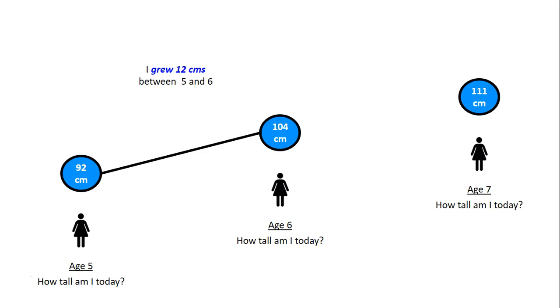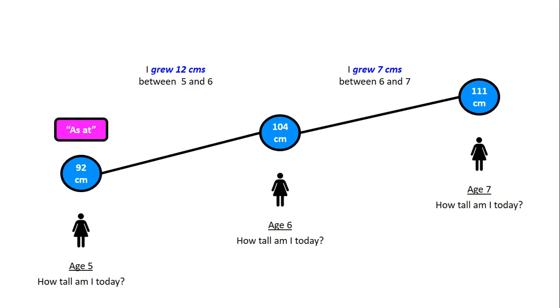Well, what you can say is between the ages of 5 and 6, you grew 12 centimeters, and from the age of 6 to 7, you grew 7 centimeters. That's a good way to look at the balance sheet. What we can say is all those measurements on the wall are as at a certain date. So we could say as at the age of 5, you were 92 centimeters tall. As at the age of 6, you were 104 centimeters tall, and so on.